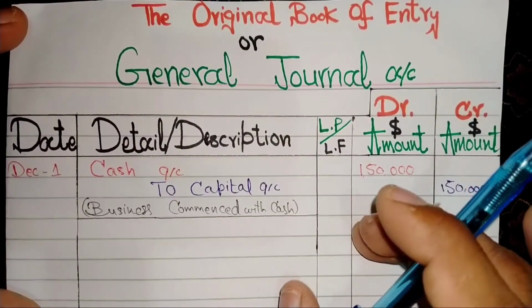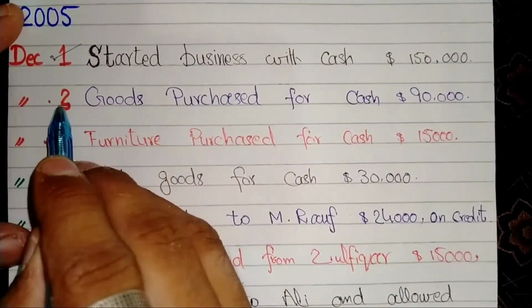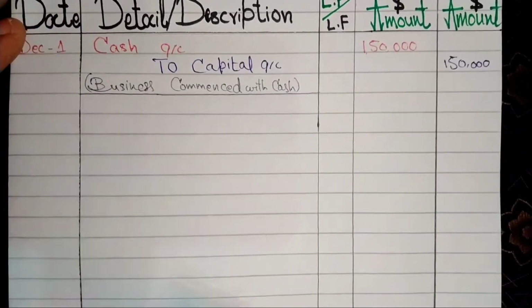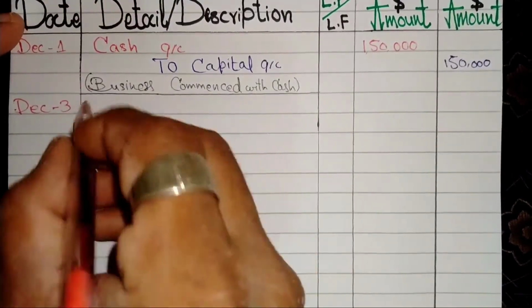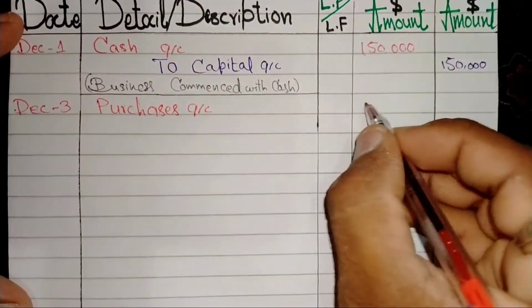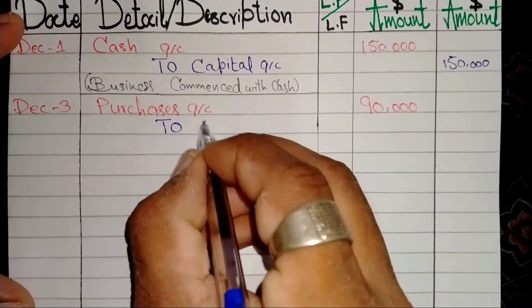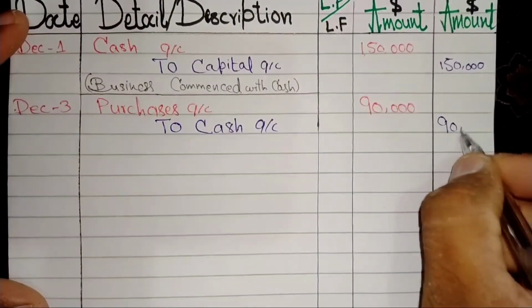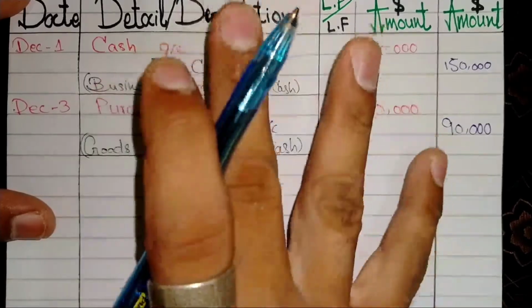Now we will move toward the next transaction. After the first transaction, the second transaction was done on December 3rd, which is goods purchased for cash amounting to $90,000. So the entry will be on December 3rd, purchases account debit with amount $90,000 to cash account credit, because the purchase was done on a cash basis, the same amount, with description, goods purchased for cash. That's it.